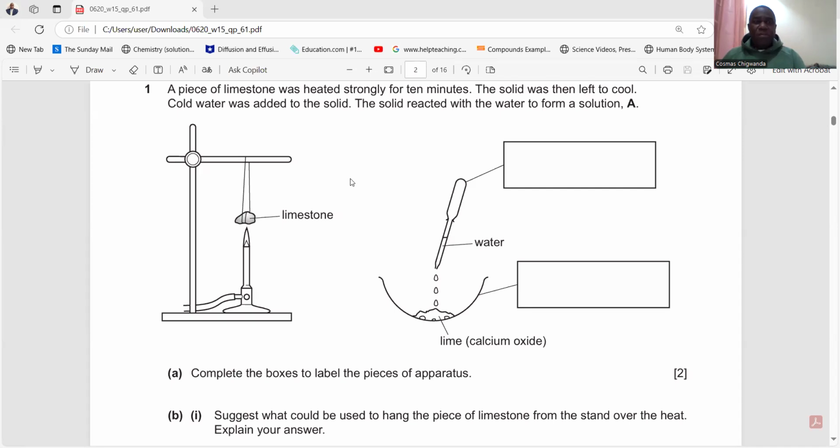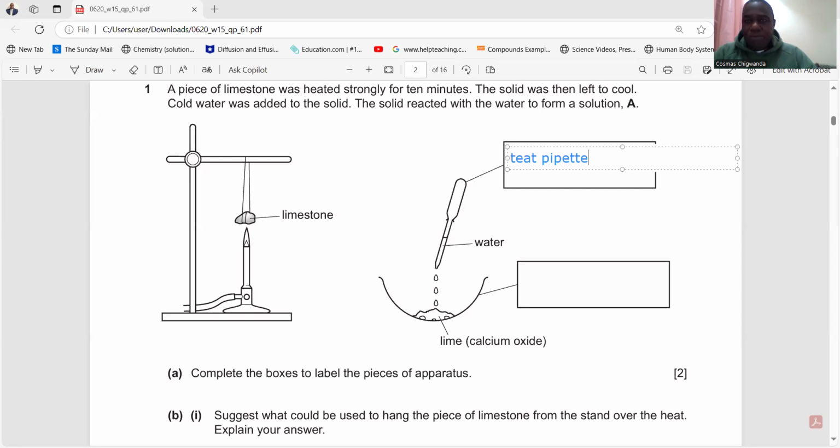So in this question, you have a piece of limestone which was heated strongly for 10 minutes. The solid was then left to cool, meaning this solid underwent a process which we can call thermal decomposition. So the examiner is expecting you to identify the apparatus that we are using here. I suppose from your teachers and lab sessions, the apparatus that we see here is called a pipette, but some people also include the word teat. That's the complete name. We call it a teat pipette.